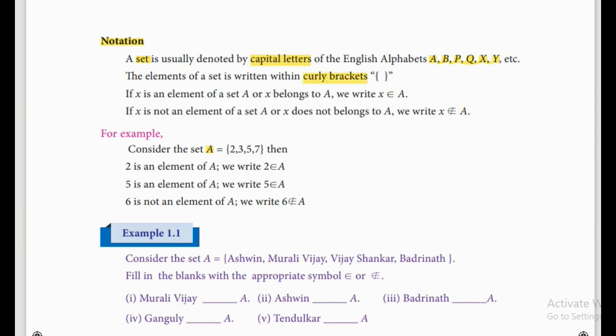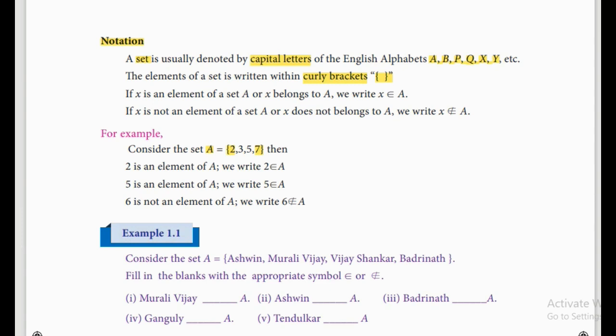Next, the elements of a set are written within curly brackets. I hope you all know these curly brackets. Now come down for the example. Look at that, they use the curly brackets here. So always you should write the set in curly brackets.